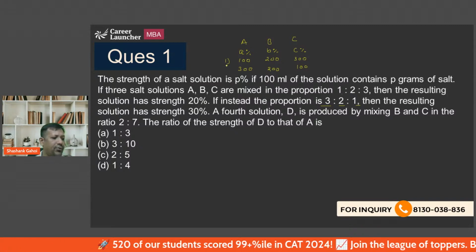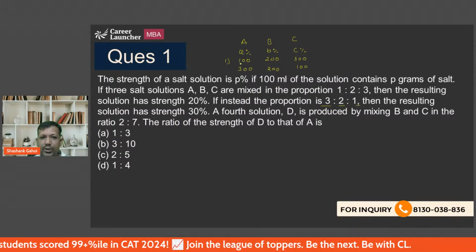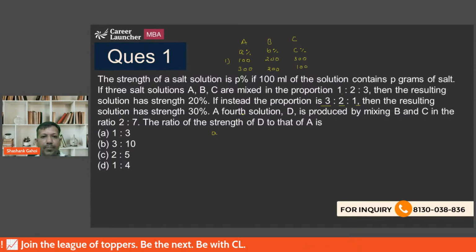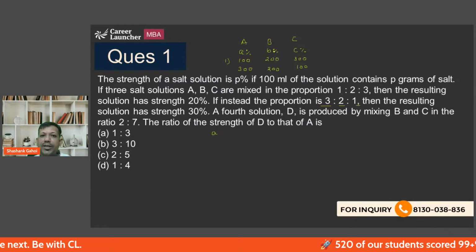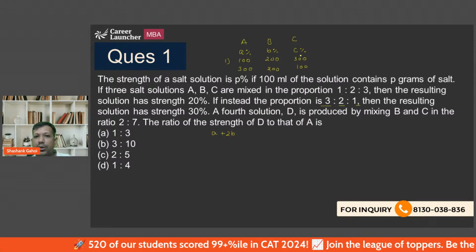In the first scenario, what is going to happen? 100 ml solution has A% salt. So what is the quantity of salt? That is A. 200 ml solution has B% salt. So what is the quantity of salt? That's 2B.